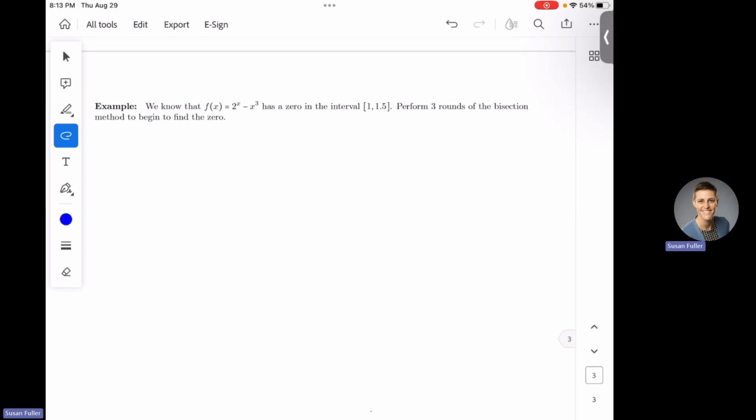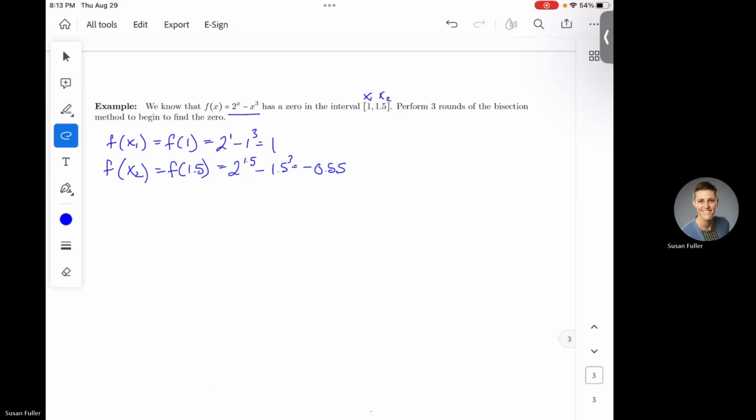Okay, so first of all, this will be my x1 and this will be my x2. First, I'm going to find f of x1, which is f of 1. I'm going to plug it into my function here, and I'm going to get 2 to the first minus 1 to the third. 2 minus 1 is 1. And I'm going to plug in my f of x2, so I'm going to do f of 1.5. And we're going to get 2 to the 1.5 minus 1.5 to the third. I'm going to put that in my handy dandy TI-30X2S, and it says I'm going to get negative 0.55.